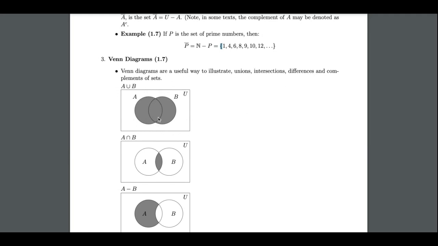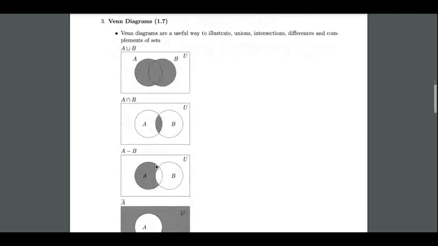A union B are those elements in A, also in B. So we see both A and B are shaded, and this is A union B. A intersect B is the intersection of the elements in A and also in B, this shaded area.